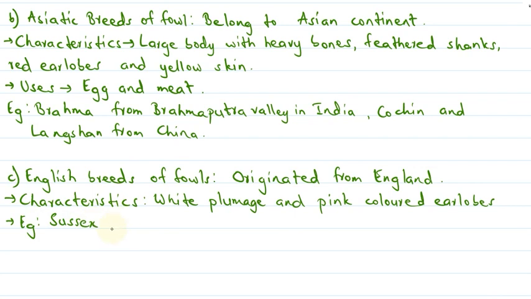Some of the examples that we can include here are Sussex, then Orpington, then Australorp, and Cornish. These are some of the important breeds of this class.